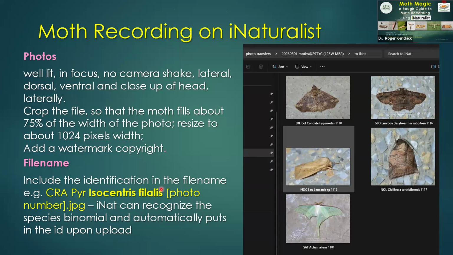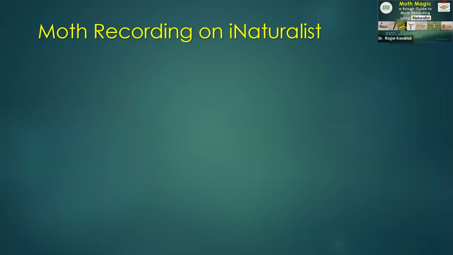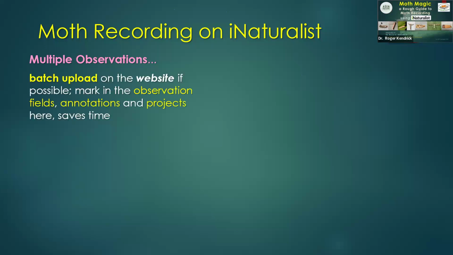iNat can strip out the binomial from the file name automatically. So when they get uploaded, I don't have to fill that in. It's done for me. When you're putting in lots of observations, don't use the app. Please use the website because it's so much easier if you have access to a laptop or a full Mac computer. Otherwise, it's a grind.